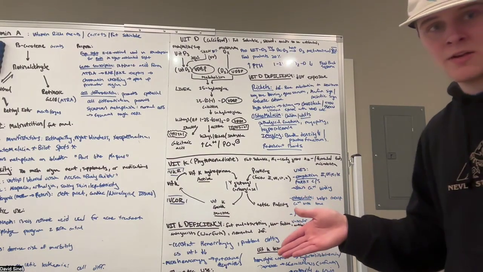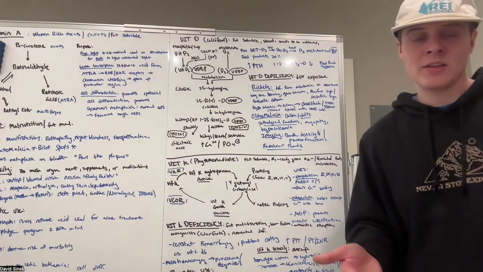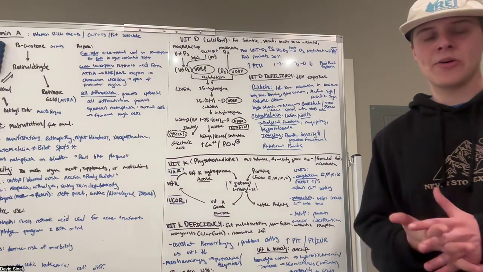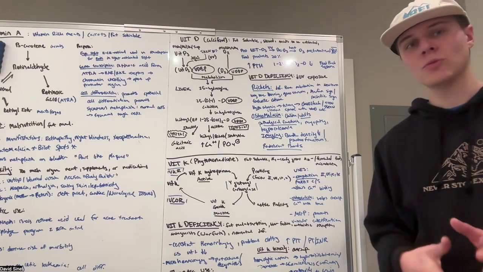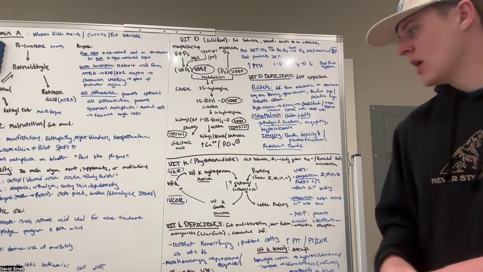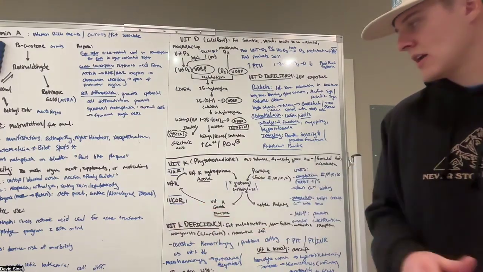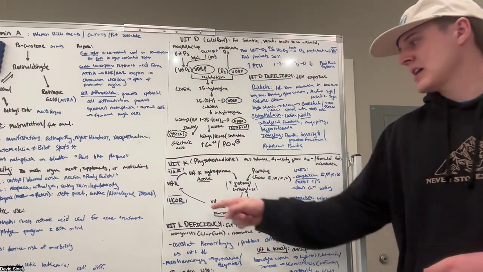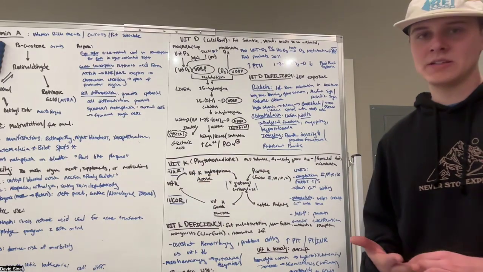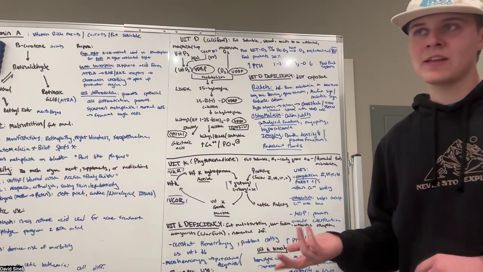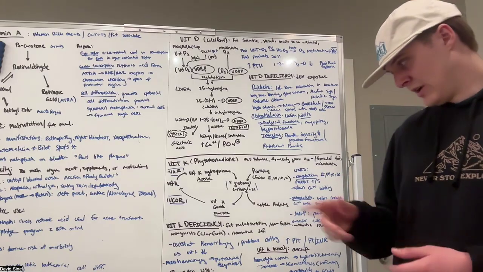Obviously, we're going to need it if we're taking anticoagulants or blood thinners. The big one that they always want us to know is warfarin. Warfarin is a classic old school drug that blocks this VKOR enzyme here, which turns your inactive vitamin K into your active vitamin K.